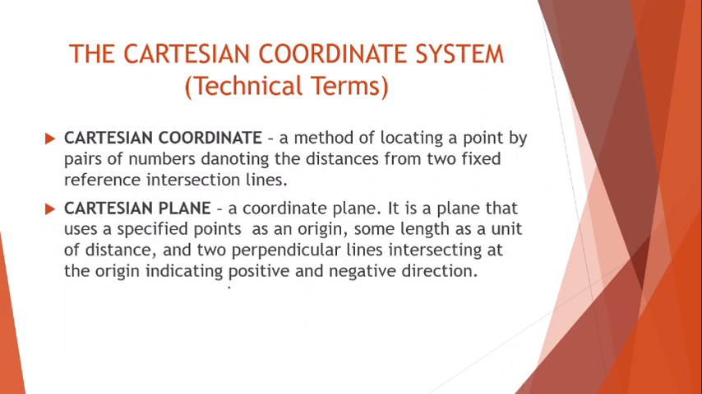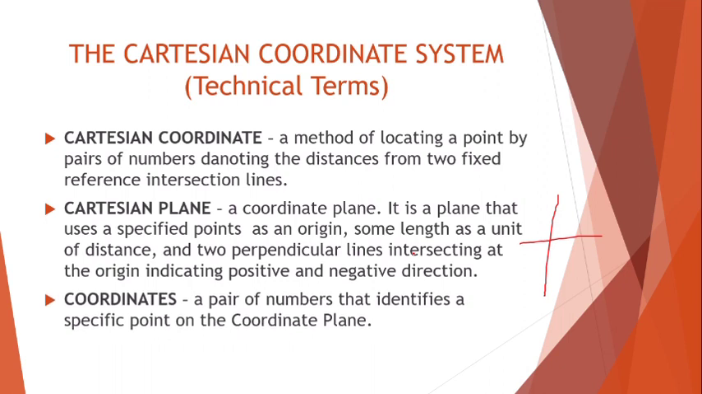Next one. Cartesian plane is a coordinate plane. It is a plane that uses a specified point as an origin, some length as a unit of distance, and two perpendicular lines intersecting at the origin indicating positive and negative direction. This is the Cartesian plane. We will see the picture later.